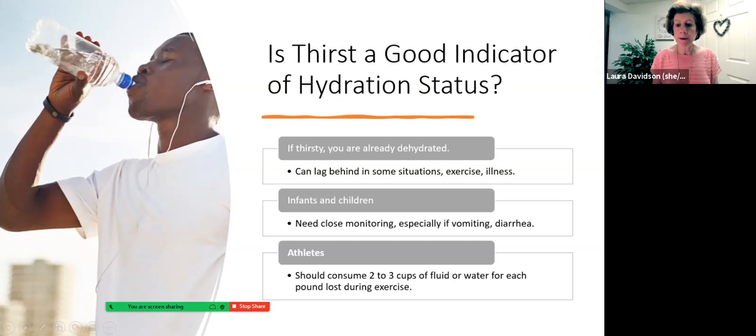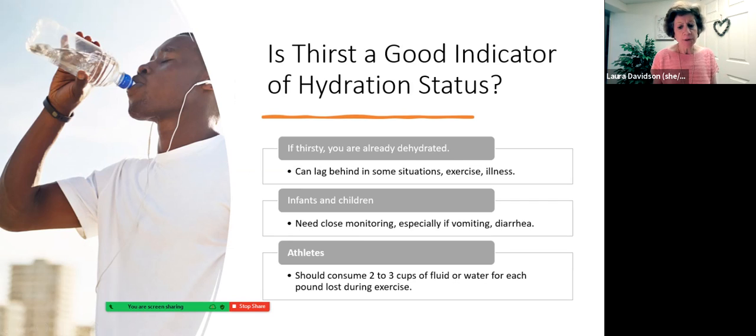Can we rely on thirst? Thirst is a fairly good indicator, but it's certainly not perfect, and it can lag behind dehydration in certain situations. First of all, older people have a decreased thirst sensation. So that's one situation. When individuals are ill, when they're exercising, especially heavily.